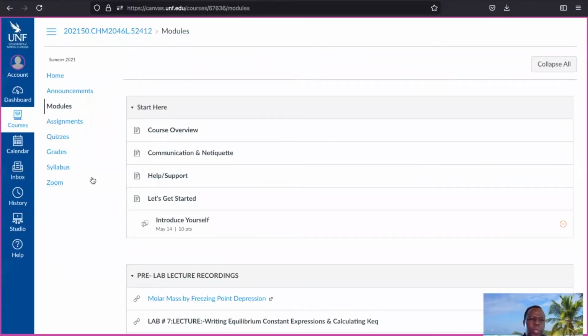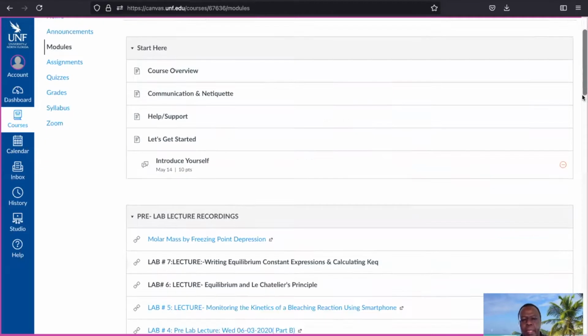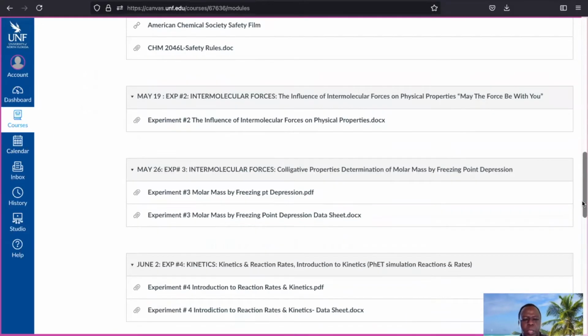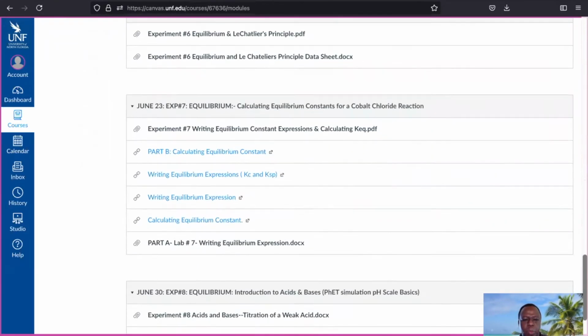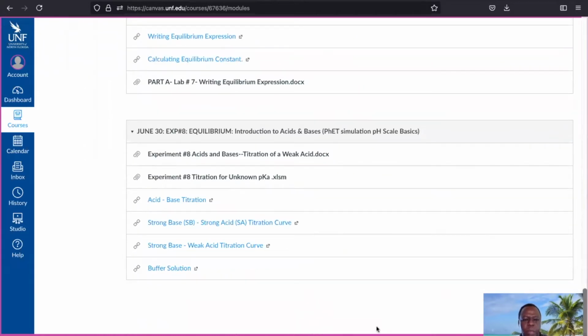To get you started, you'll have to access module number 8. There are some resources which I want you also to watch during your own free time: the definition of a buffer solution, and in particular, the titration curves and definition of titration. You have done that in Chem 1.